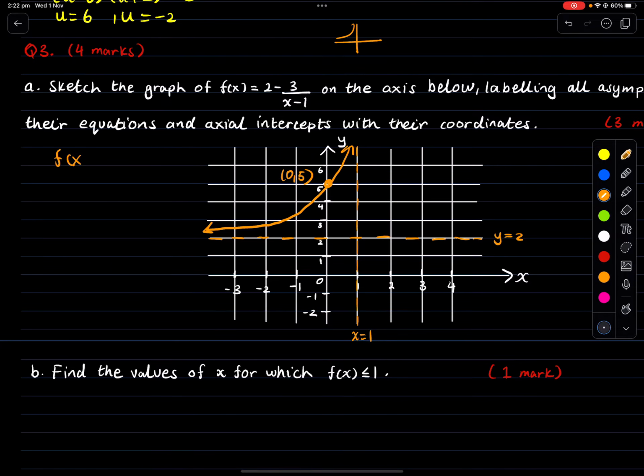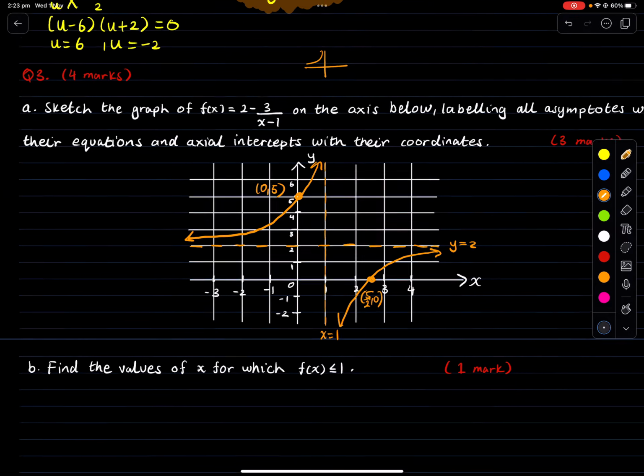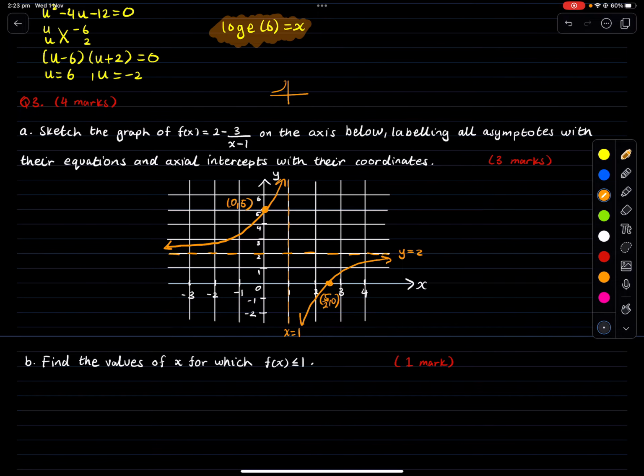Perfect. Now we also need to find our x-intercept. So we're going to say, what's f of x equals 0? That's going to be 2 equals 3 over x minus 1, which is x minus 1 equals 3 on 2, plus 1 equals x, which is overall 5 on 2 is our x value. So 5 on 2 is 2.5, so it's around this part here. So this is going to look like this. Perfect. Let's rub that out and label that. So this point here is 5 on 2, 0. Perfect, so have we done everything? Sketch the graph of f of x, labeling all asymptotes with the equations and axial intercepts with the coordinates. Yep.